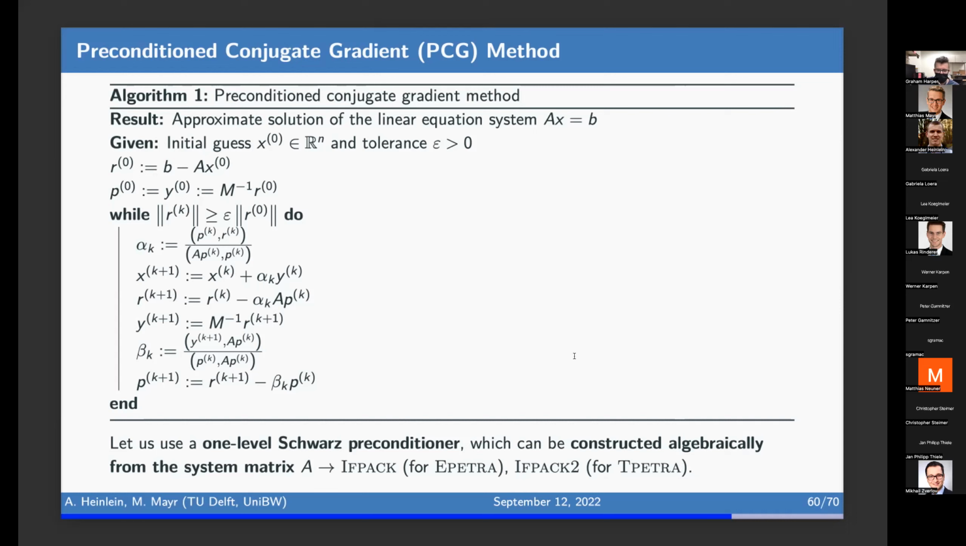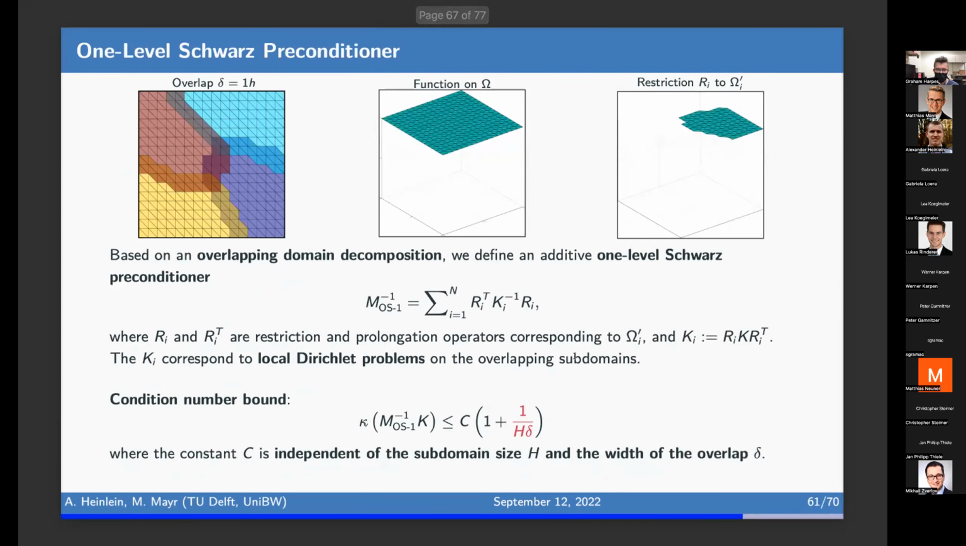So you could look at something like a Schwarz preconditioner, which you could think of also as being constructed algebraically from the matrix by using Ifpack or Ifpack2, depending on whether you're in the ePetra or tPetra group. When we talk about Schwarz preconditioning or domain decompositions, what you should think of is restricting your problem to smaller domains. So in this image in the top left, I have a red domain, a yellow domain, a purple domain, a blue domain. And what we're going to do is restrict to each of these domains, and solve that problem on the smaller domain instead.